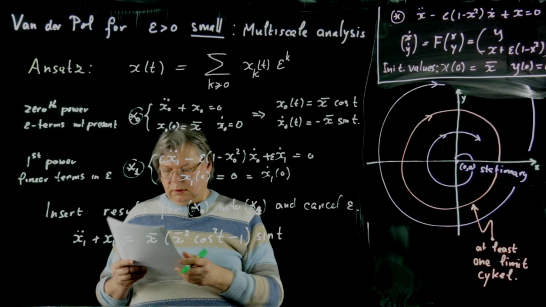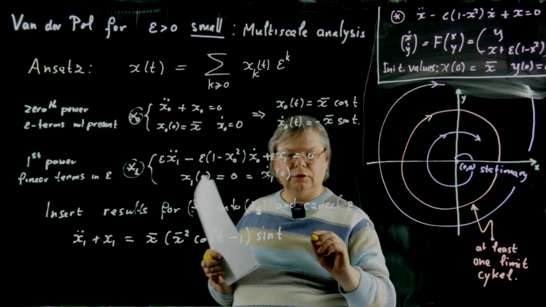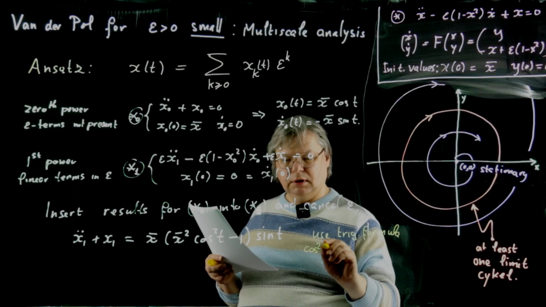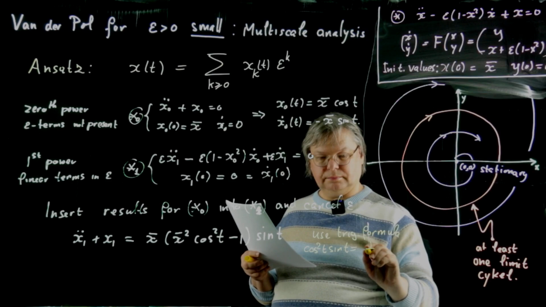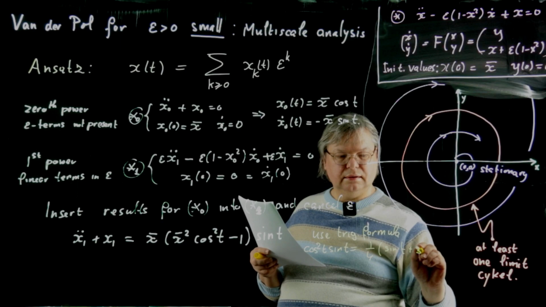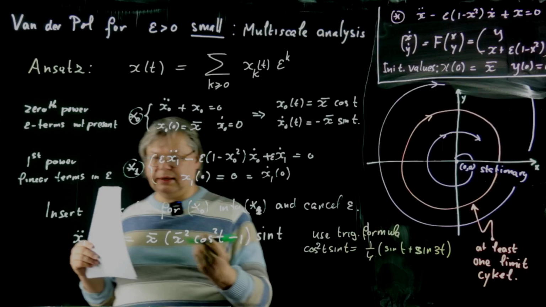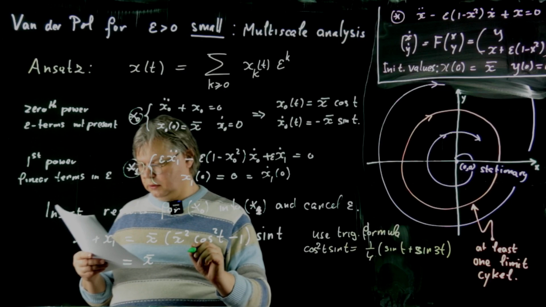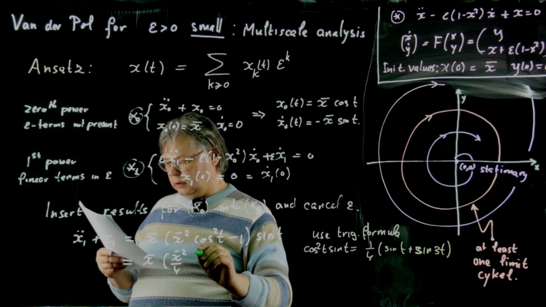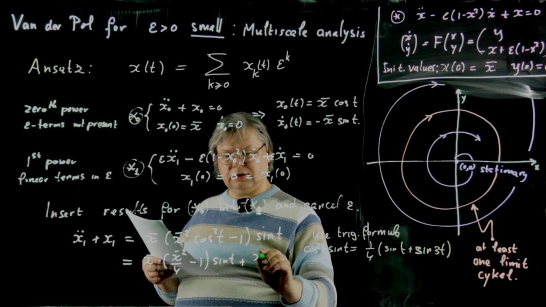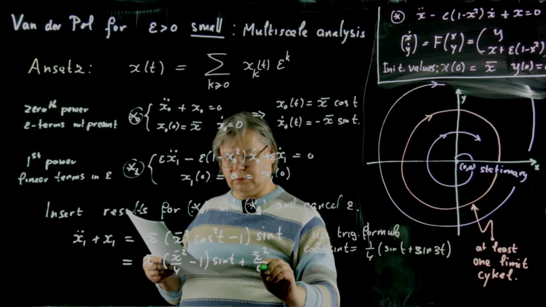And I can use a trig formula, trigonometry, namely cos squared t sine t is actually the same as a quarter of sine t plus sine 3t. If I use that, then this can be simplified to become x bar squared over 4 minus 1 times sine of t plus x bar squared over 4 sine 3t.